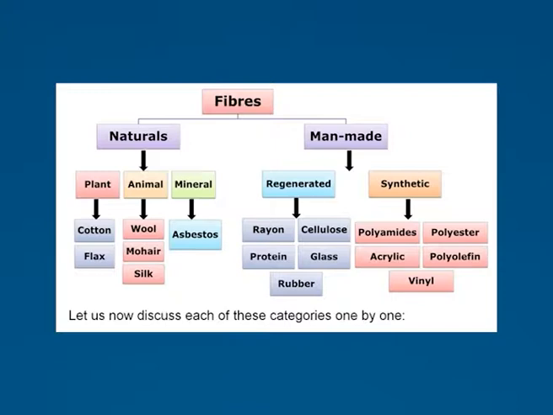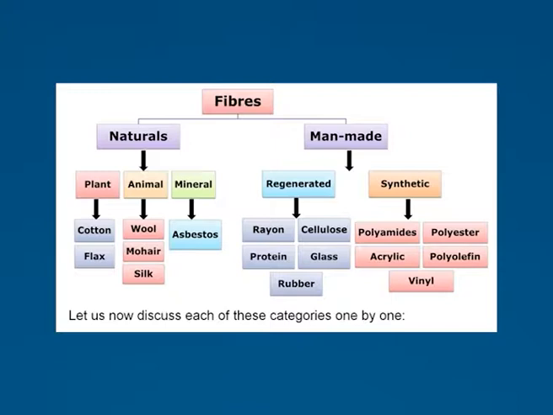The plant fibers are, as an example, we can consider cotton and flax. From animal fibers, we can consider wool, mohair and silk. Mineral, asbestos. Coming to the man-made fibers. Man-made fibers can be regenerated or synthetic. Regenerated fibers, examples we can have rayon, protein, rubber, cellulose, glass, while synthetic fibers, polyamides, acrylic, polyester, polyphenol, vinyl, etc.